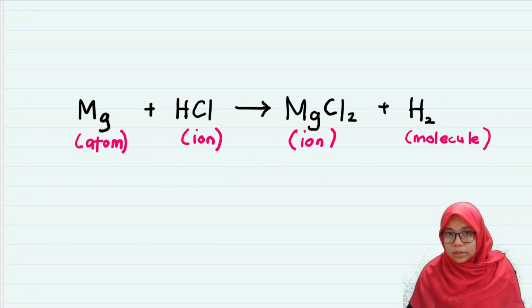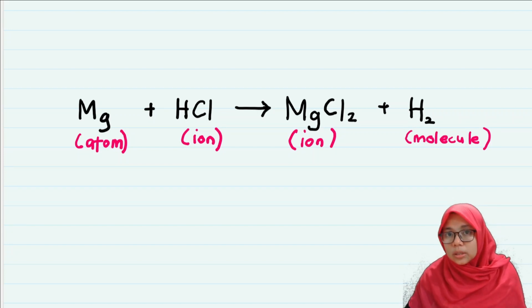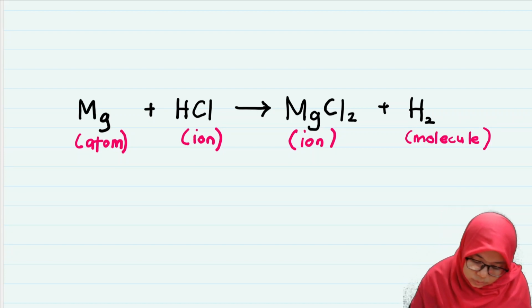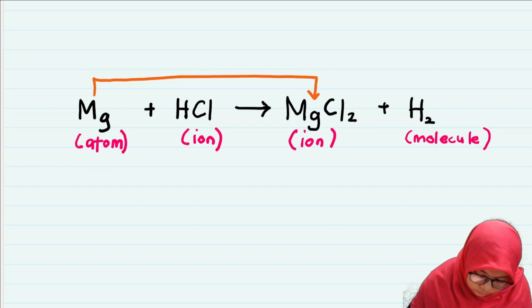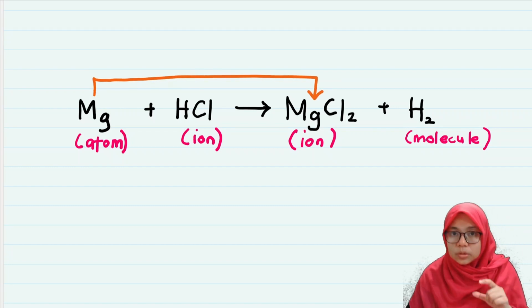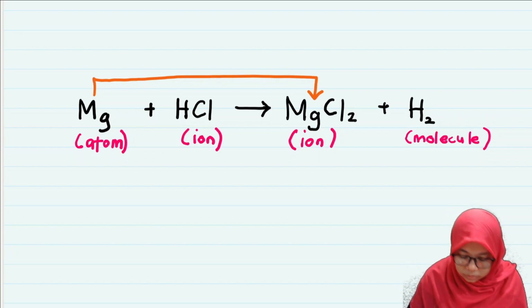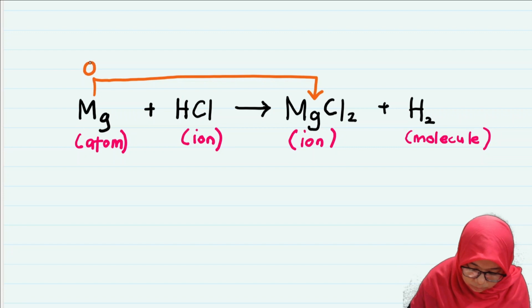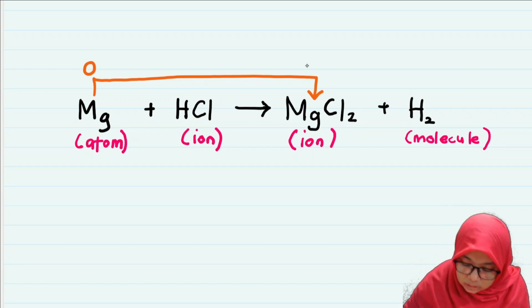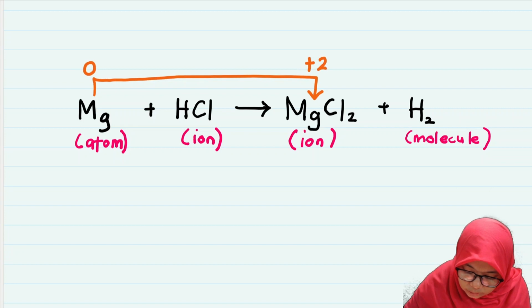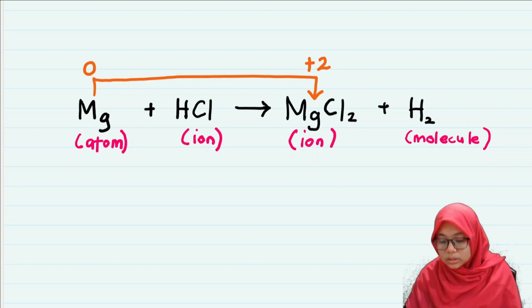Okay, now during this reaction, we have to determine the oxidation number for each element. So the oxidation number for the first element, magnesium. As you can see here, magnesium is an atom. So the first rule: magnesium is an atom of an element, so the oxidation number is equal to 0. It changed to magnesium ion, which has 2 positive charge. So the oxidation number has already changed from 0 to positive.